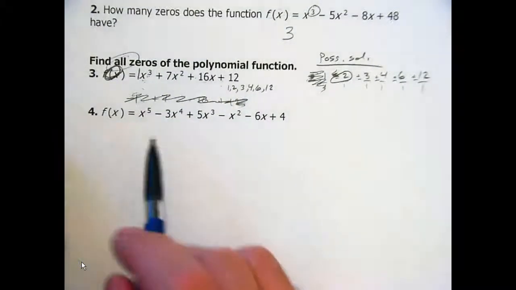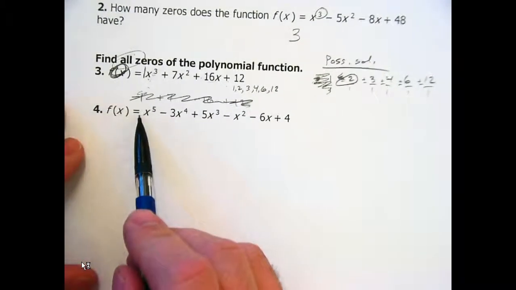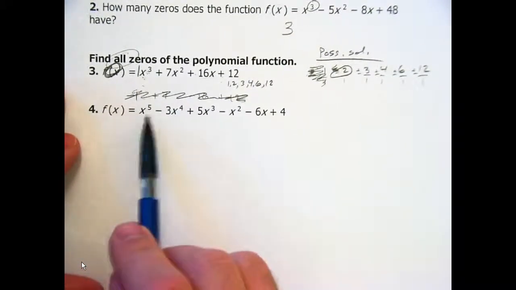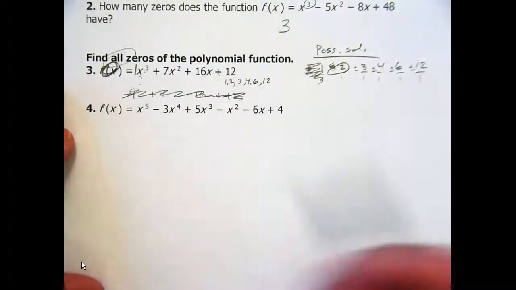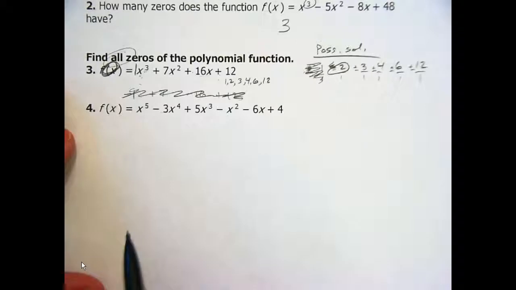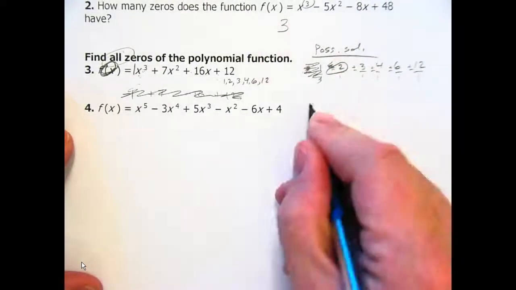Hey guys, no greatest common factor, but Chase asked a good question. Could you do like 3 groups to do factor by grouping? You could try it. It's not going to work. Okay, so I just default right into my possible solutions here.